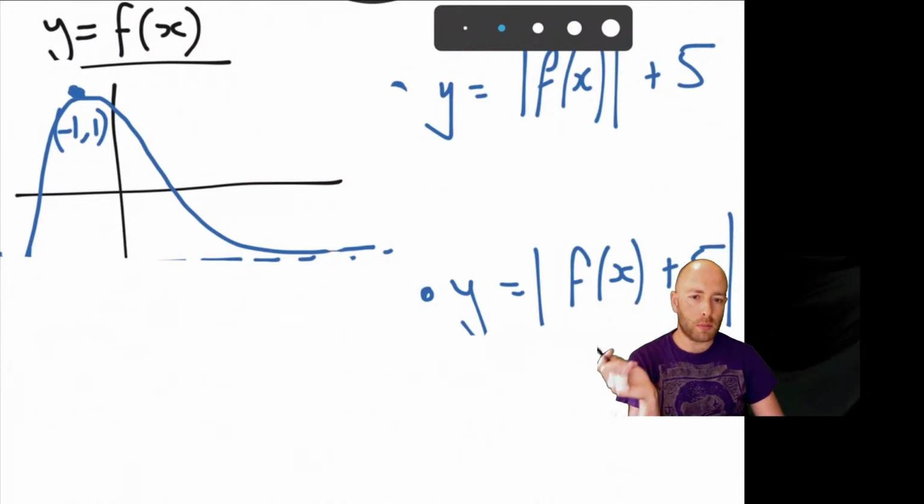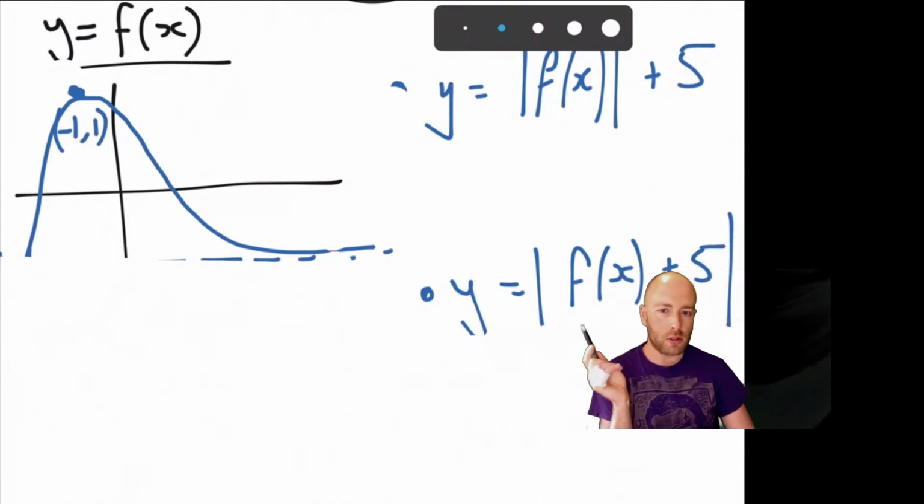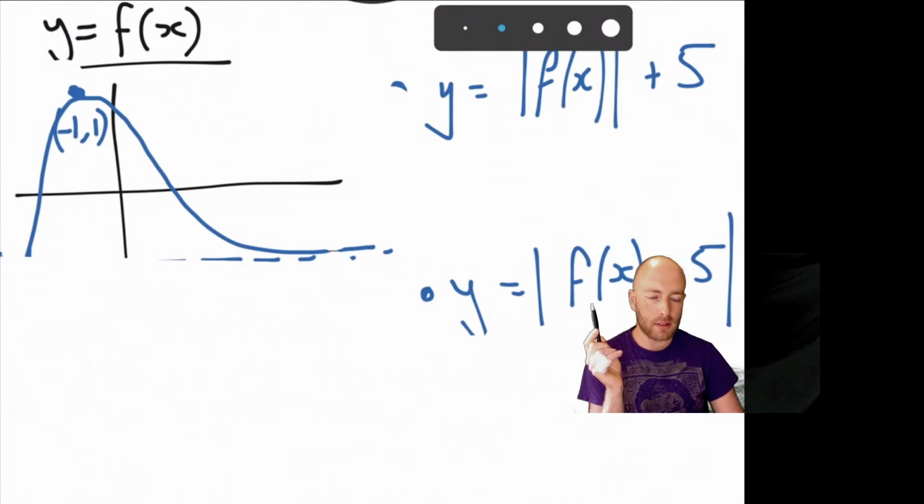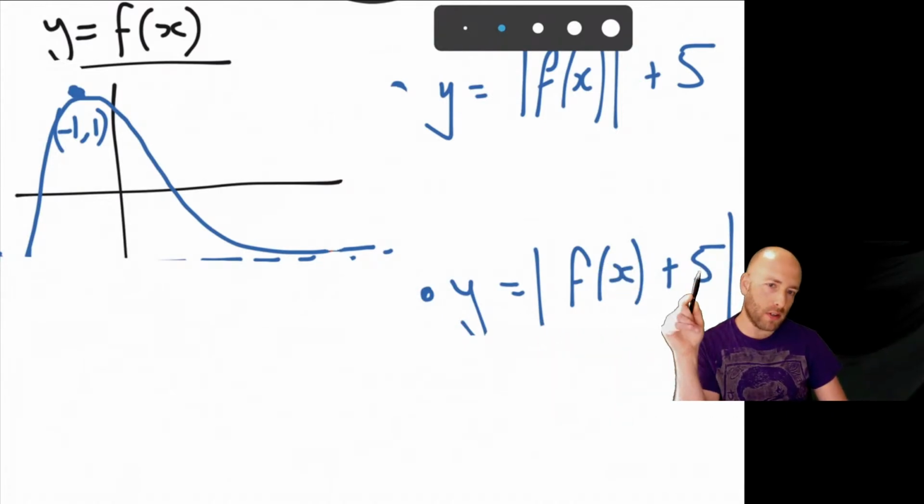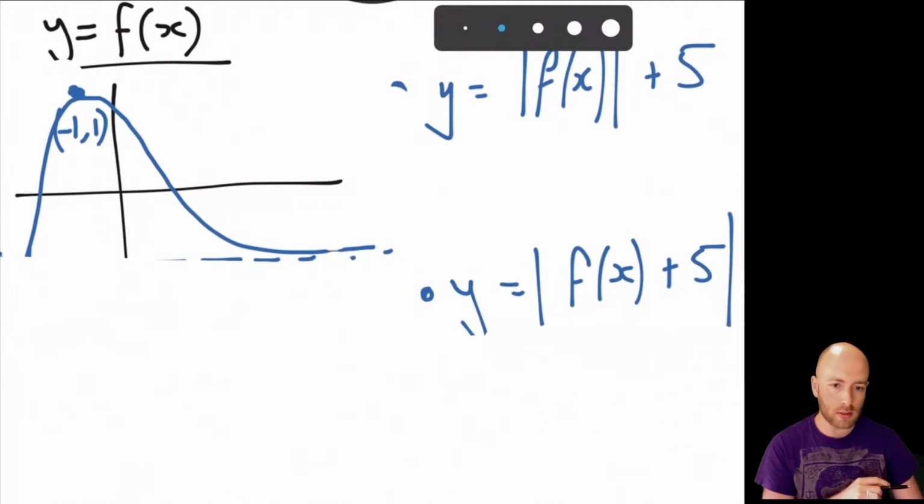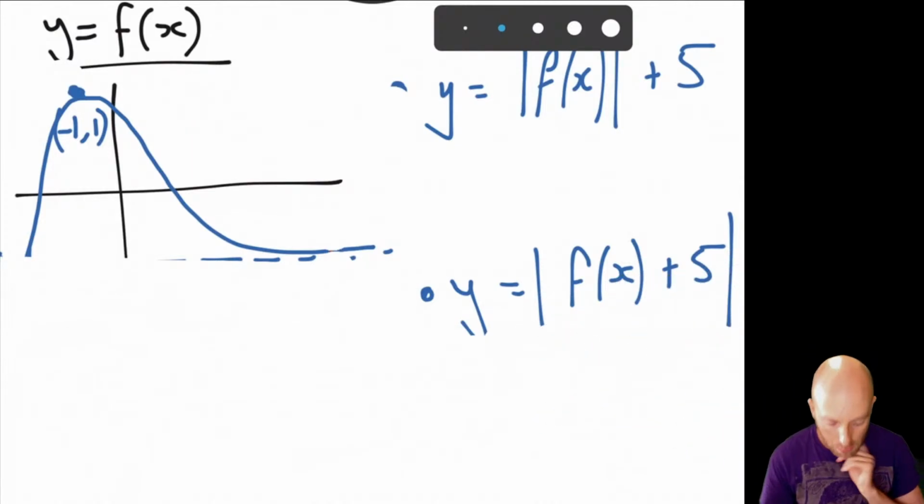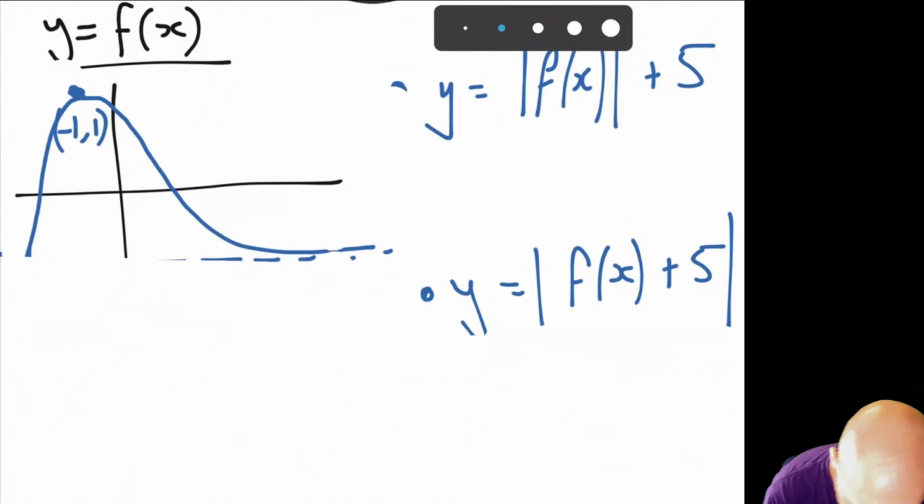The reason we're not following BIDMAS is because we're not applying the modulus directly to f of x. We're applying it to the f of x and the 5, so we need to have done the 5 first before we apply the modulus. So we're going to move it up by 5.